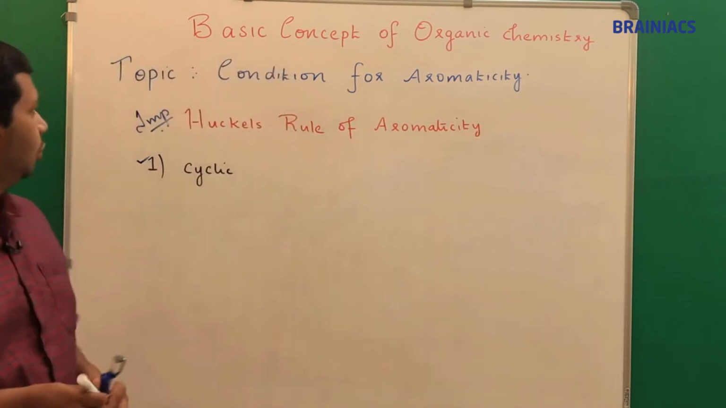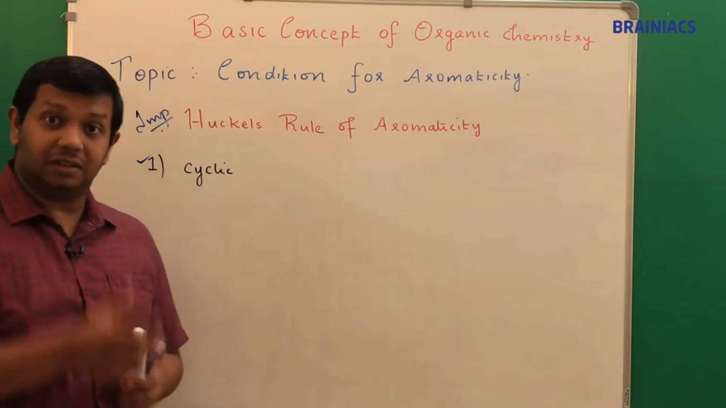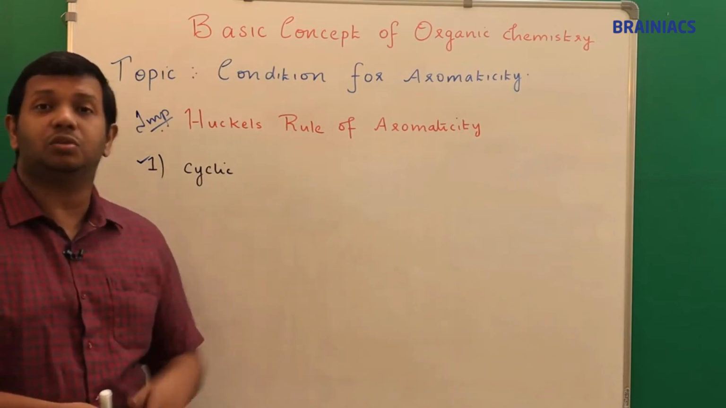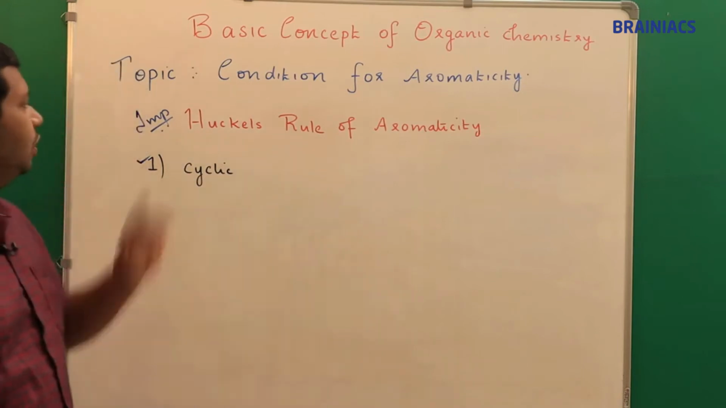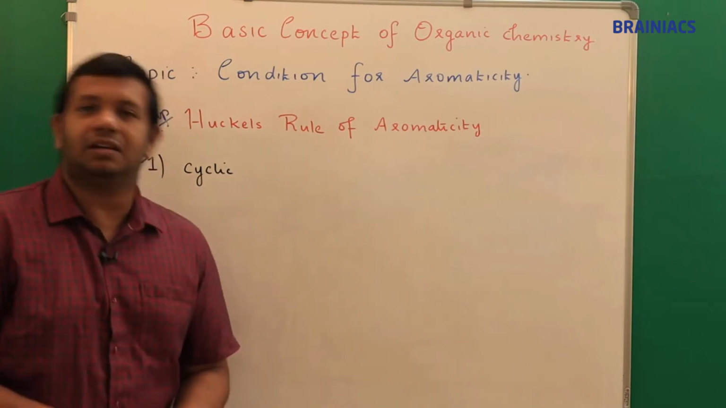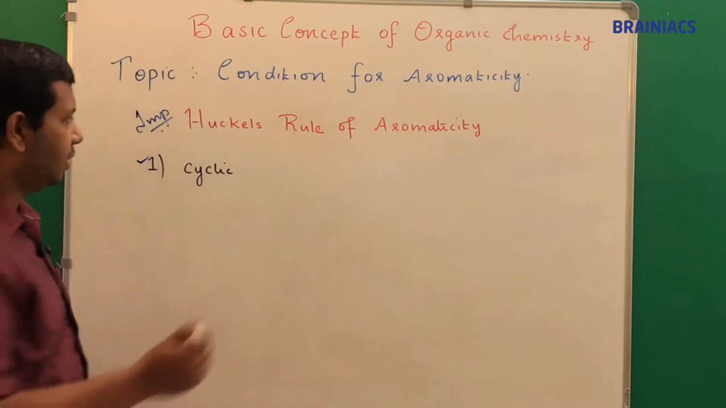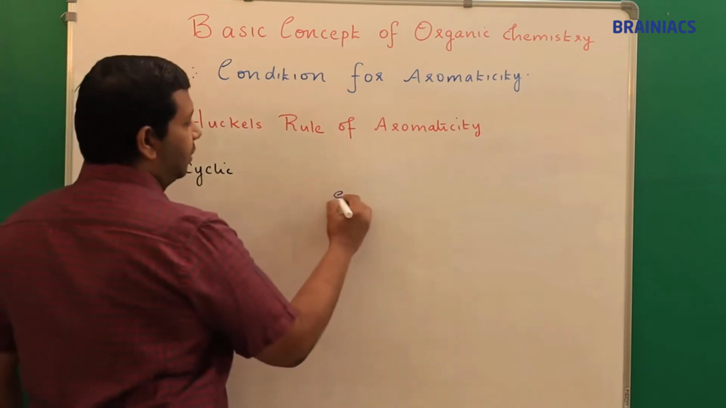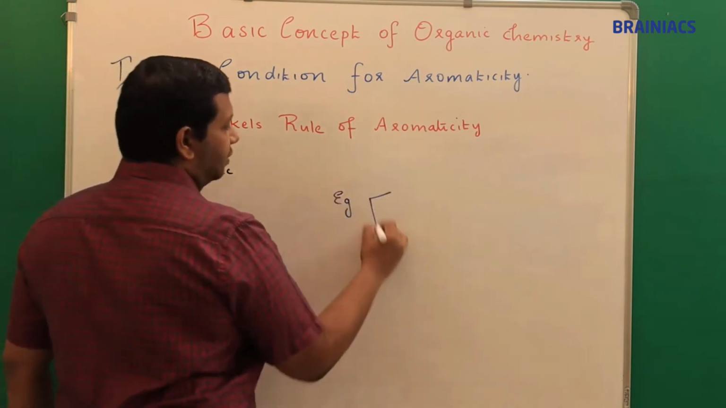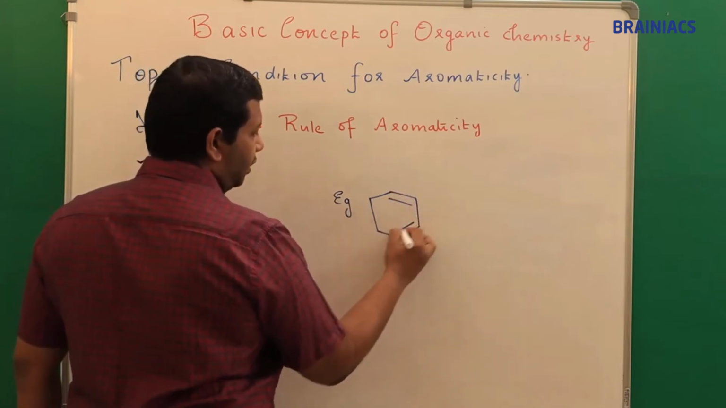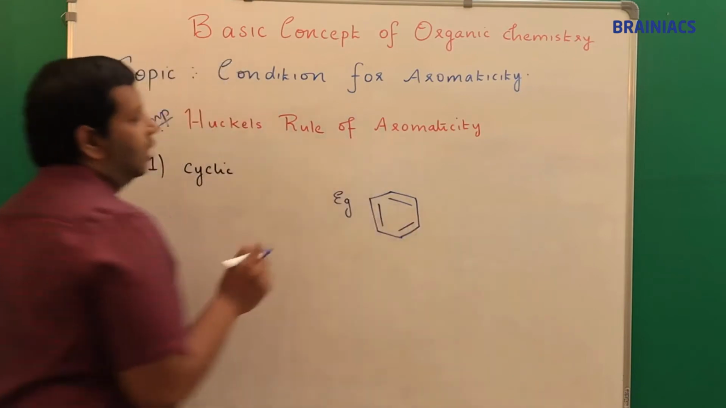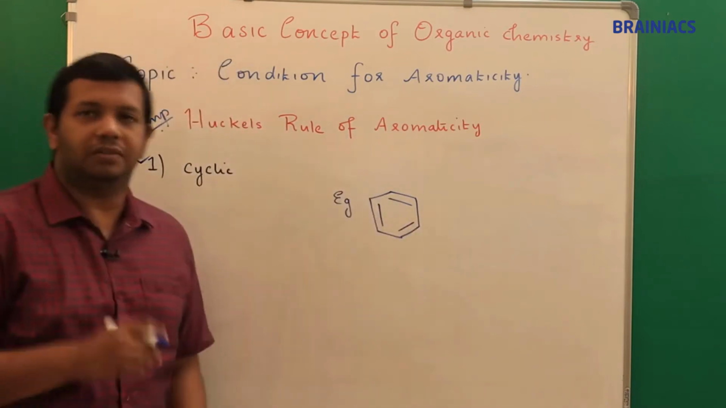I told in my last class that the first very important criterion to check whether a given compound is aromatic or not is to check whether the given compound is cyclic or not. For example, if you are given a compound like this, you people know that this compound is benzene, correct?